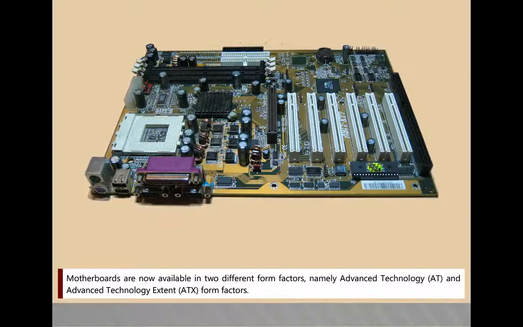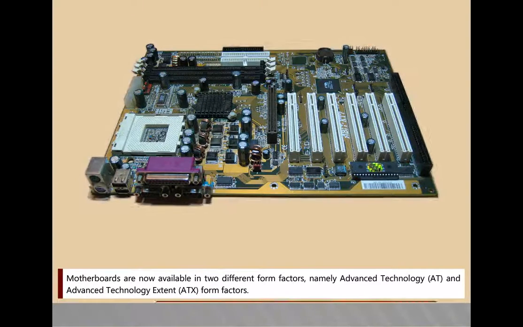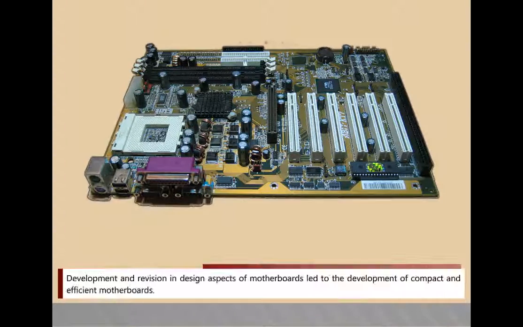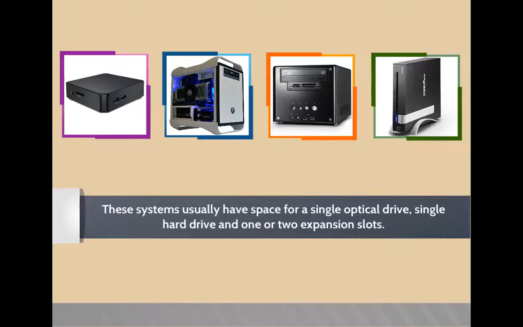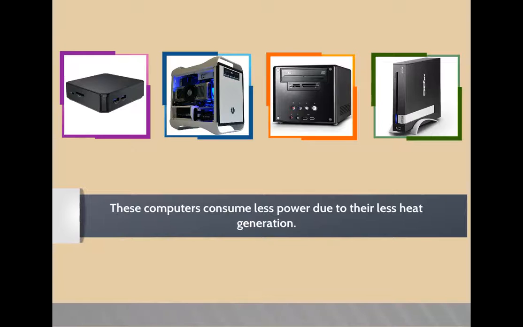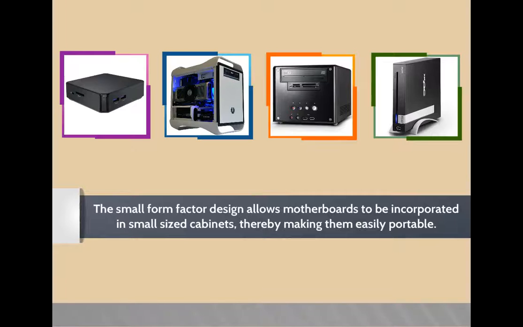Motherboards are now available in two different form factors, namely Advanced Technology, that is AT, and Advanced Technology Extended, that is ATX form factors. Development and revision in design aspects of motherboards led to the development of compact and efficient motherboards. Small form factor computers are compact and have a space-saving design. Most of the expansion slots are removed from the compact motherboards. These systems usually have space for a single optical drive, single hard drive, and one or two expansion slots. These computers consume less power due to their less heat generation. The small form factor design allows motherboards to be incorporated in small-sized cabinets, thereby making them easily portable.